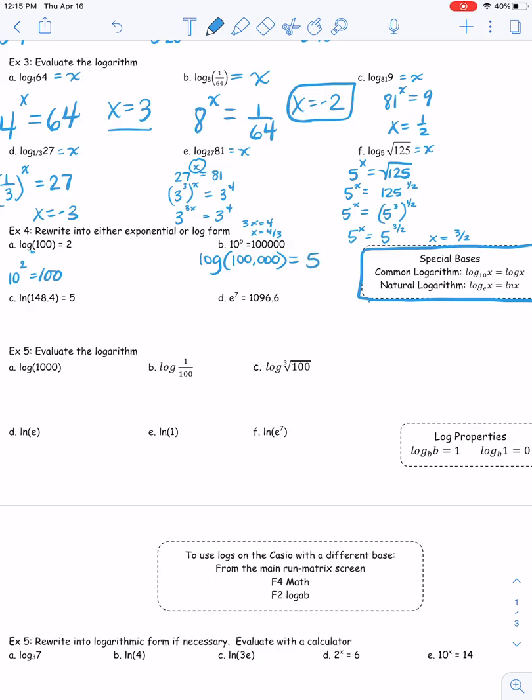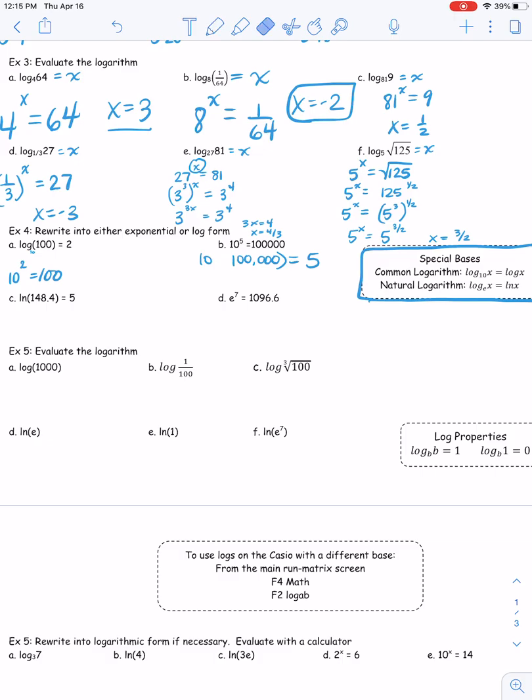So when you have a base of 10, you don't have to write it in when you're writing your logarithmic form. Same thing for when you have a base of e and you use the natural log, you don't have to write the base. It's understood. If you do, it's not wrong, but you need to get in the habit of not doing it, so that whenever you see that it's not written, you know that, oh, that base is 10.